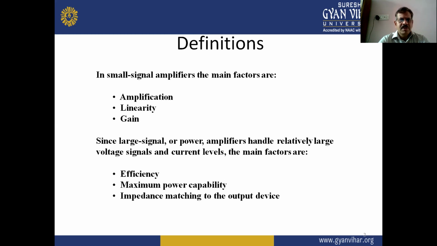There are some definitions related to power amplifiers. In small signal amplifiers, the main factors are first amplification, second linearity, and third gain. These are the factors of small signal amplifiers, which are generally for the BJT, FET, and MOSFET. Power amplifiers are large signal amplifiers. They handle relatively large voltage signals and current levels. The main factors of power amplifiers are first efficiency, second maximum power capability, and next impedance matching to the output device.